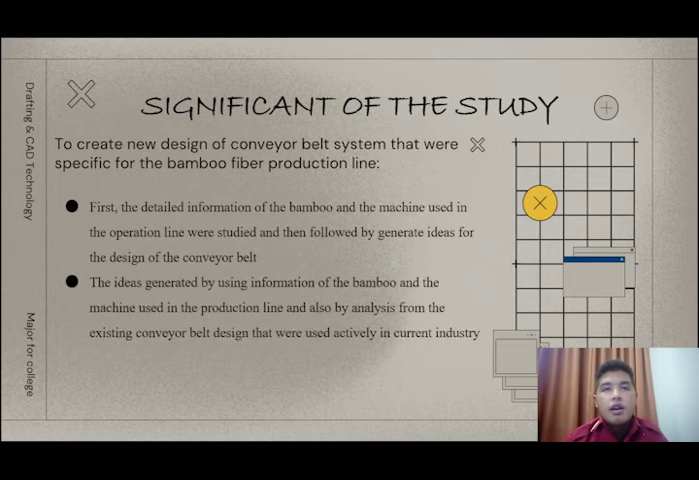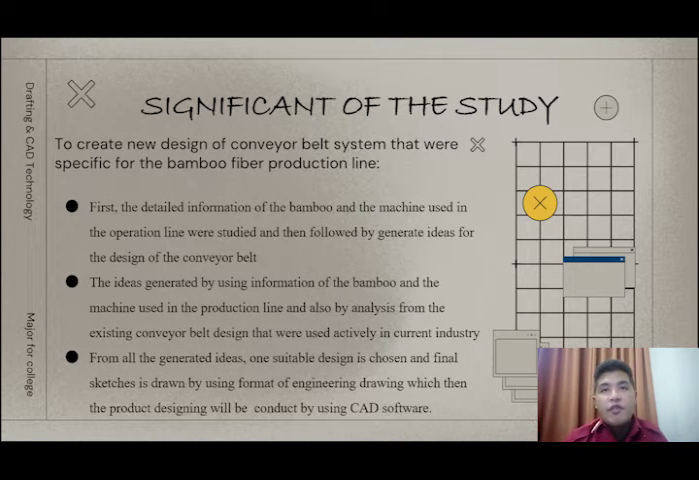The main significance of the study was to create a new design of conveyor belt system that is specific for the bamboo fiber production line. Right. So first, the detailed information of the bamboo and the machine used in the operation line was studied, followed by generating ideas for the design of the conveyor belt.